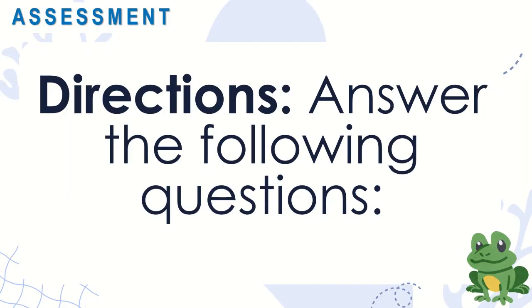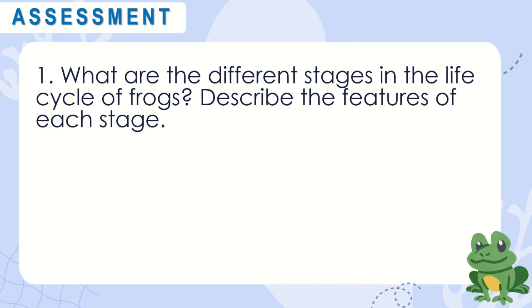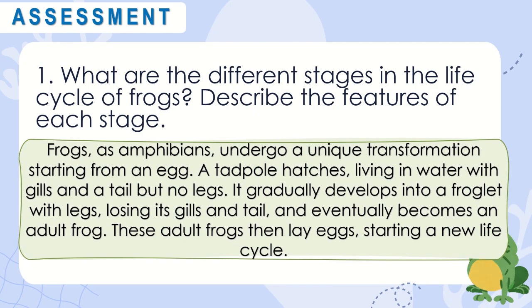Answer the following questions. What are the different stages in the life cycle of frogs? Describe the features of each stage. Frogs as amphibians undergo a unique transformation starting from an egg. A tadpole hatches, living in water with gills and a tail, but no legs. It gradually develops into a froglet with legs, losing its gills and tail, and eventually becomes an adult frog. These adult frogs then lay eggs, starting a new life cycle.